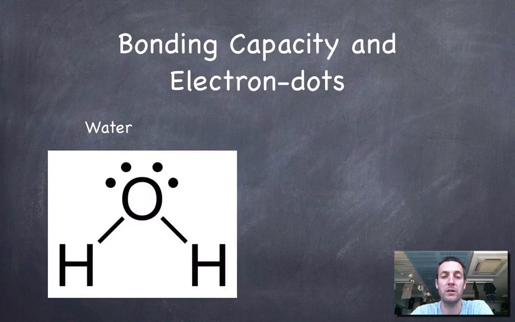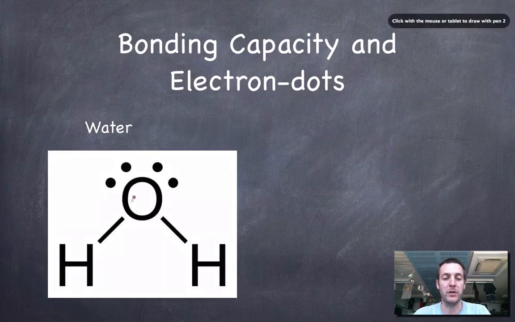Now in water, if we look at the electron dot diagram for water, which we should be able to come up with for ourselves by now, just to point out here that the bonds have been shown as lines and the electron pairs as dots. There's no need to draw them differently, but this is perfectly acceptable. What we can see here is that oxygen has formed 2 bonds and each hydrogen has formed 1.